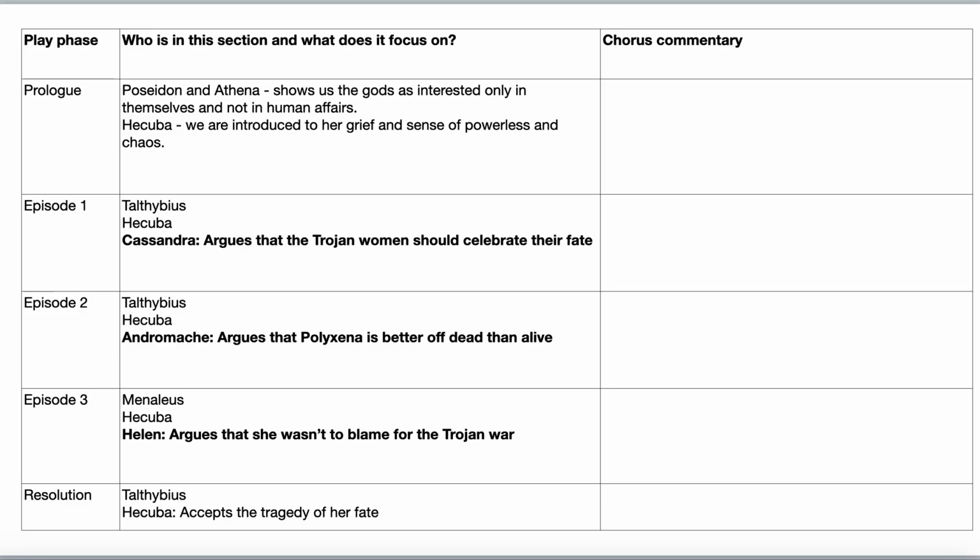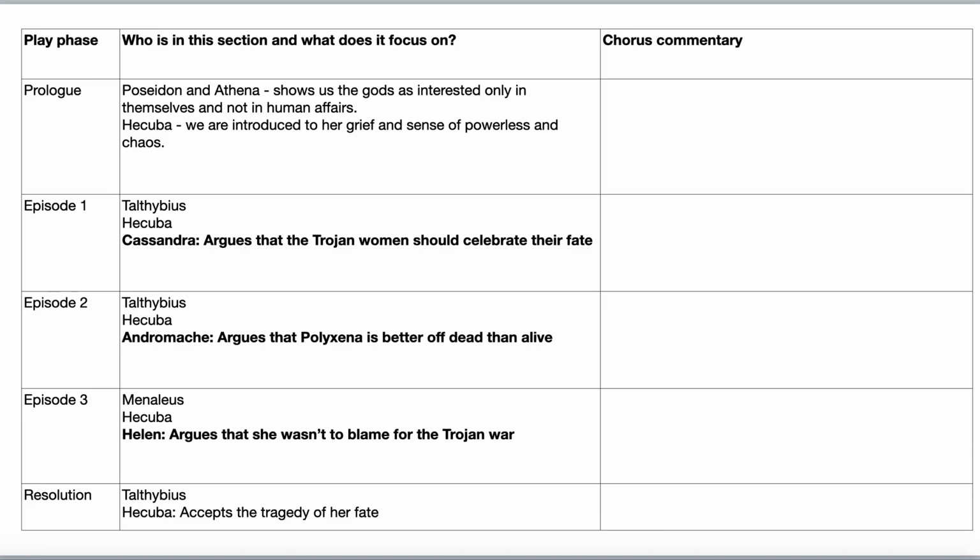The play begins with a prologue, and in the prologue we witness a conversation between Poseidon and Athena, and we're introduced to how the gods think and feel about human affairs. In this prologue, we're also introduced to Hecuba. She's the main character in this play. She feels a sense of grief and indignity about what's happened very strongly. She features throughout the whole play.